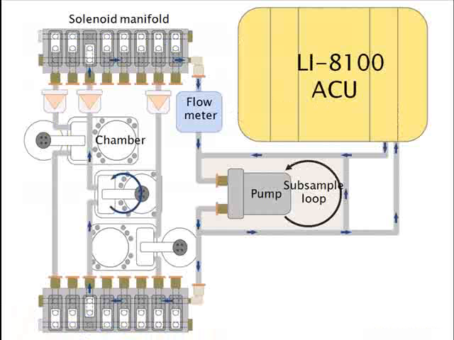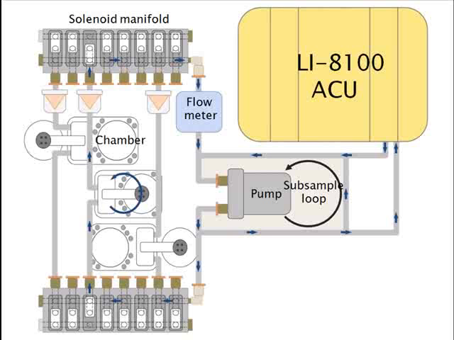So how does this all work? Well, inside the LI-8150 are banks of solenoid manifolds. There's 2 shown here in this flow diagram. There's a flow meter, there's a pump, and there's a subsampling loop. So everything shown here besides the chambers and the LI-8100 analyzer control unit are housed inside the 8150.